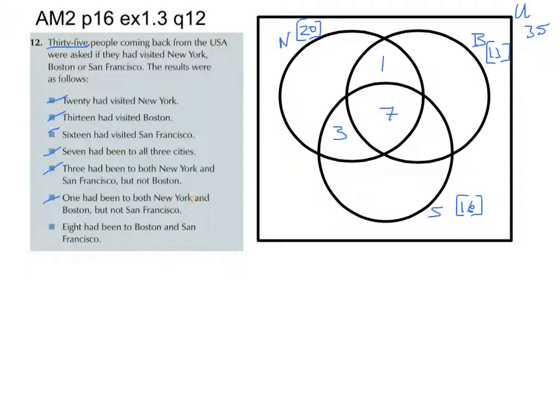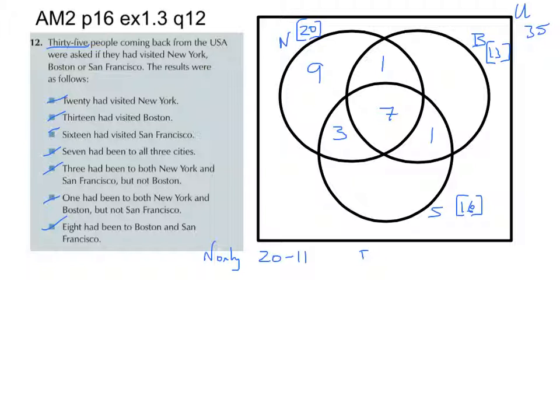So Boston and San Francisco is this section here, and we take the 7 away from the 8 to get 1 remainder. Now that's not us finished. We've still got 4 sections we don't know anything about, but we can work it out. New York, there were 20 people in total, of which 11 went elsewhere. So by doing a sum of 20 minus 11 will get us New York only.